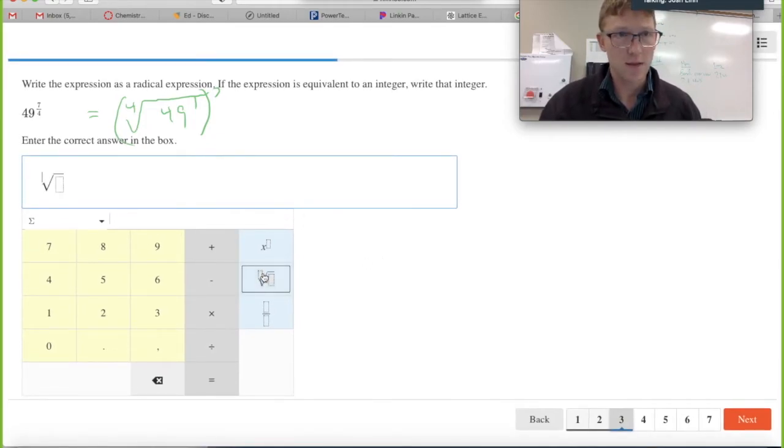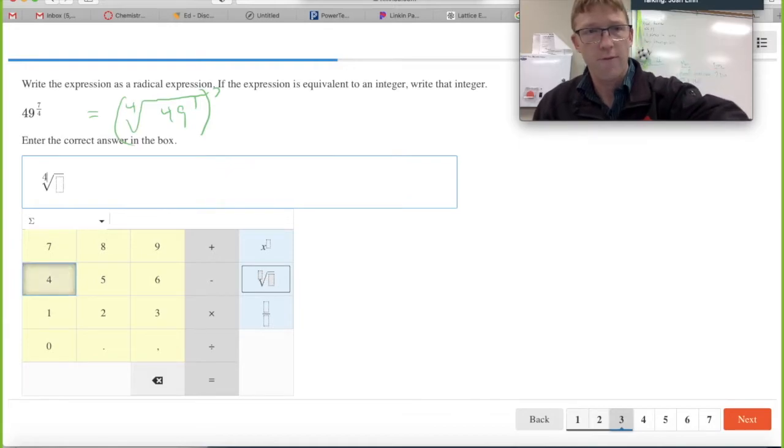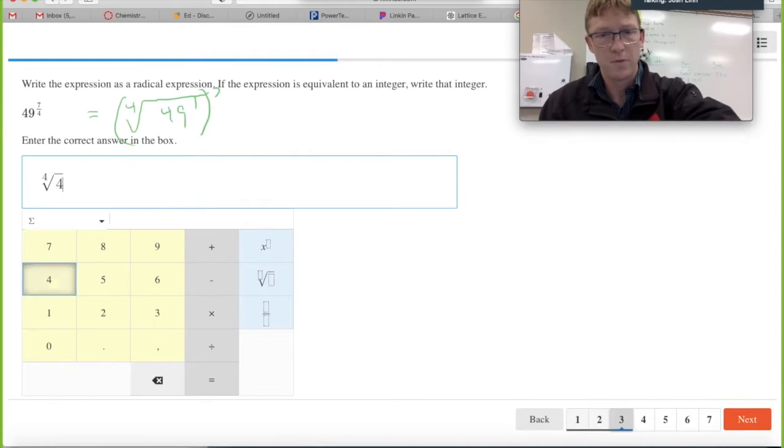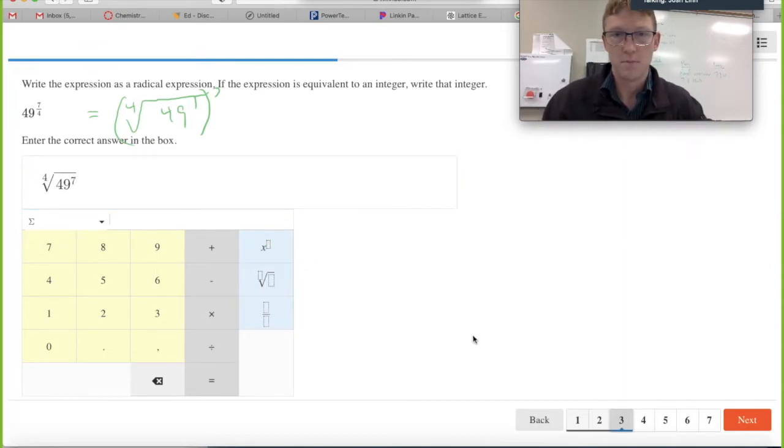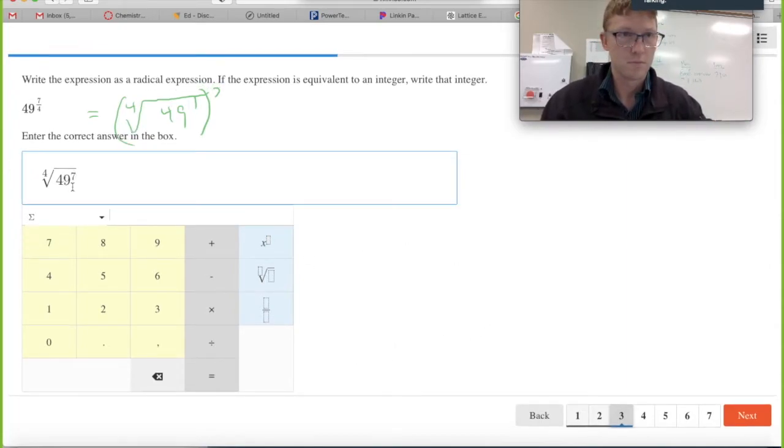So let's see here. We got this little guy right here. So we got a 4. We got 49. And then might as well raise the inside of that to the 7th power. So there you go.